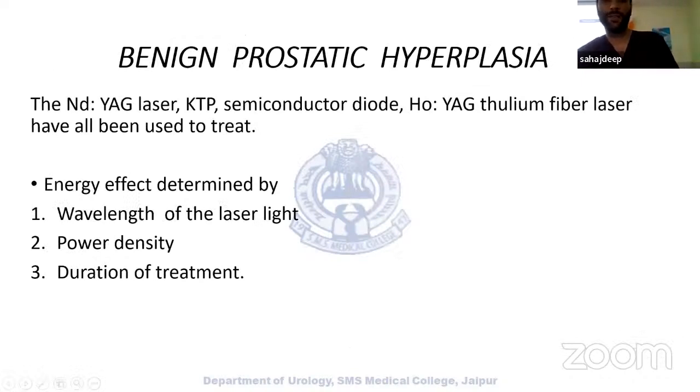Uses of laser in BPH. The Nd:YAG laser, KTP, semiconductor diode, holmium YAG, and thulium fiber have all been used to treat BPH. The energy effect is determined by the wavelength of the laser light, power density, and duration of the treatment.